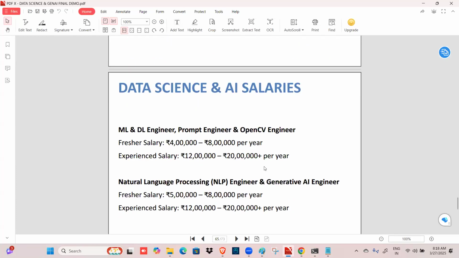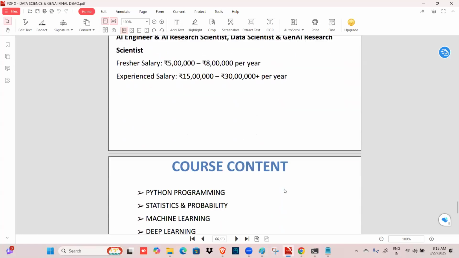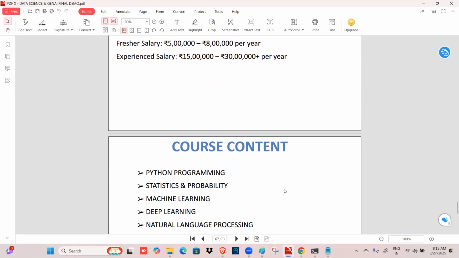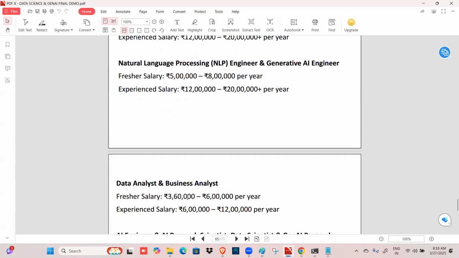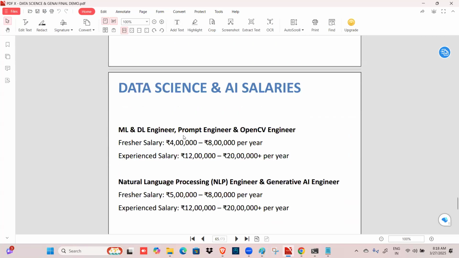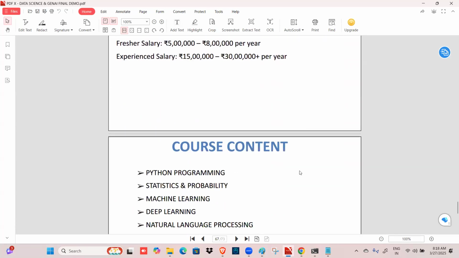And salaries. When it comes to salaries, they are reasonable, starting from 3.6 LPA, and it depends upon your caliber and your educational background. If you are from NIT or IIT, you can get 12, 15, or even 20 LPA. So there are different types of roles and different packages. Packages may vary, roughly 60K to around 2 to 3 lakhs per month, depending upon the role. For data analyst and business analyst, you can see 3.6 to 6 LPA, but for ML and DL prompt engineer, 4 to 8 LPA. So that variation is there.